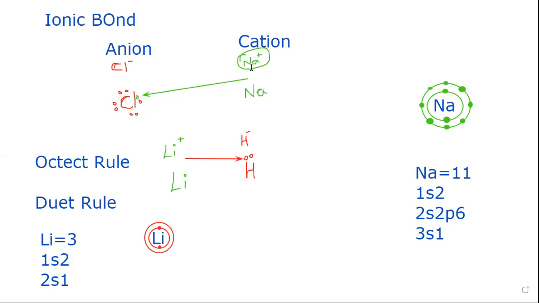For the metals, they will always donate electrons, while the non-metals like chlorine, hydrogen, carbon, sulfur, oxygen, they will always accept electrons. So let me ask you quickly, what do you think iron is going to do? Iron will donate or accept electrons? Donate electrons. It will donate electrons since it's a metal.